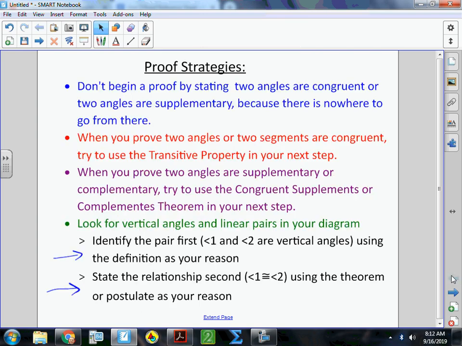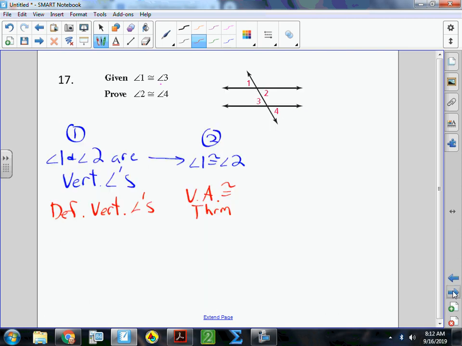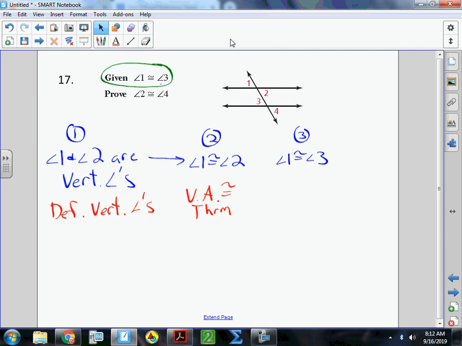Let's go back to my strategy list. This is a good one to look at, my red bullet point. When you prove two angles or two segments are congruent, try to use the transitive property in your next step. So I just proved angle 1 and angle 2 are congruent, and I'm given that angle 1 and angle 3 are congruent. Some students like to write that over to the side, say angle 1 is congruent to angle 3, and then use the transitive property.